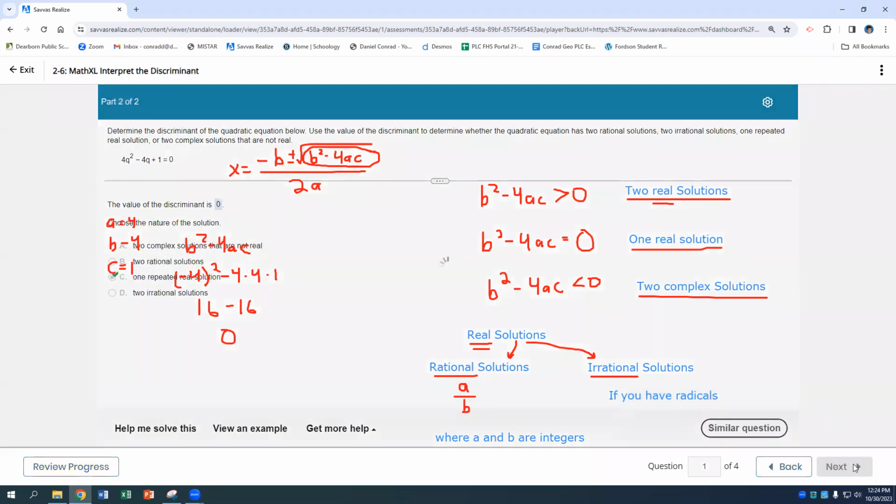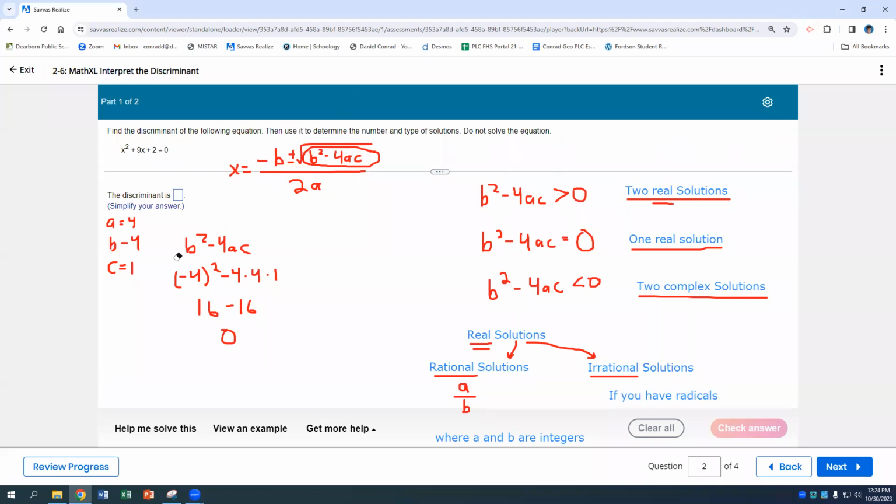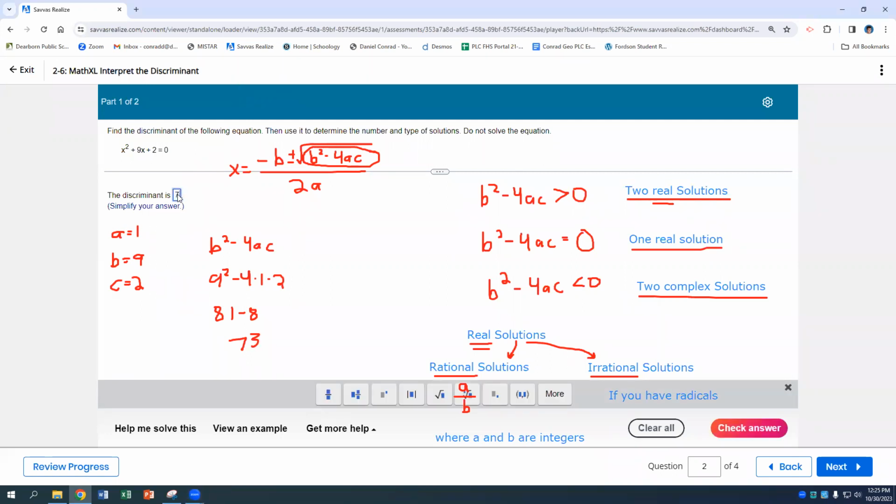Wonderful. Okay. Next, again, we're going to be looking at the same thing here. So in this case, we have a equals 1, b equals 9, and c equals 2. So in this case, we can do b squared minus 4ac. We get 9 squared minus 4 times 1 times 2. So that's 81 minus 8, which is going to be 73. So my discriminant is 73.